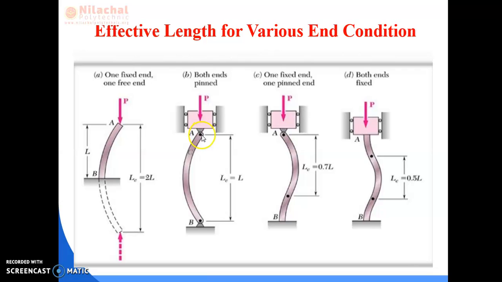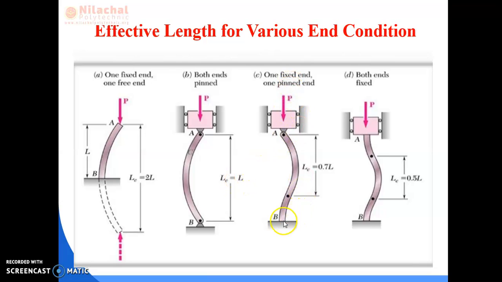In the second figure, both ends of the column are pinned. They are freely moving at points A and B. While we are applying the load P, the crippling load is applied upon A. Now it will bend the column. While the bending of the column takes place, P is the crippling load. Due to that, the effective length LE is obtained as L.